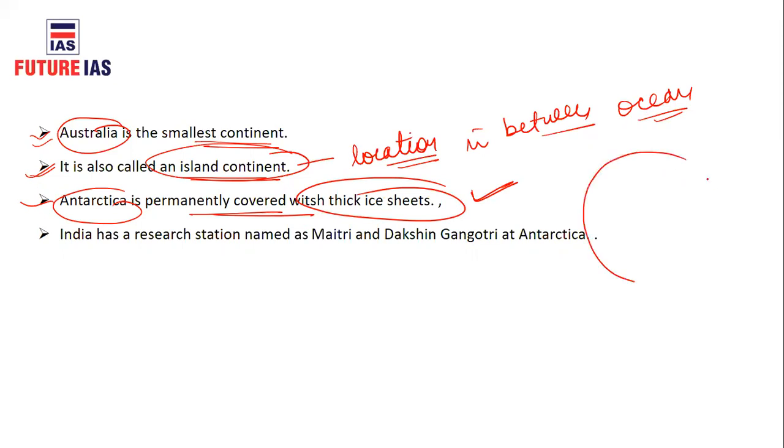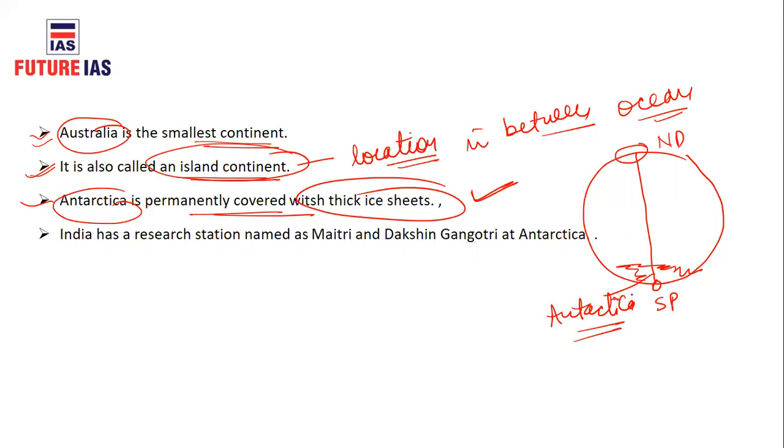For example, if I draw the map of the world, the map of the earth, you will have the prime meridian, the North Pole, and the South Pole. So here, if you see the map, you will have Antarctica. You must understand it is also a continent, but it is permanently ice covered, with thick ice sheets on the continent of Antarctica.